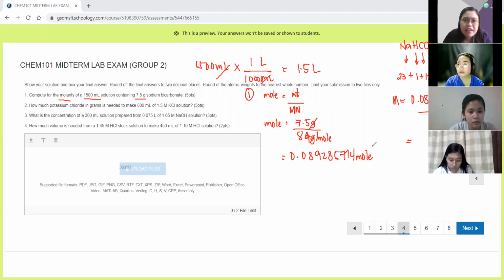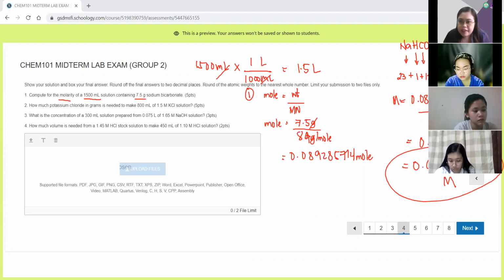What's my instruction? Round off the final answer to 2 decimal places. So let's round this off. Instead of 0.059523809, this should be rounded off to 0.06 moles per liter, or simply capital letter M. So you get 5 points if you get the 0.06 molar or moles per liter.